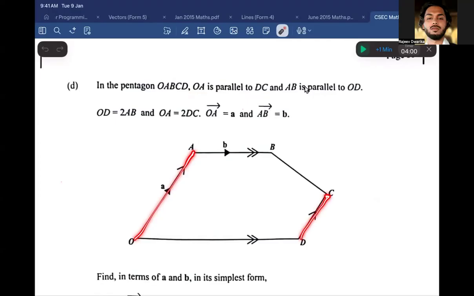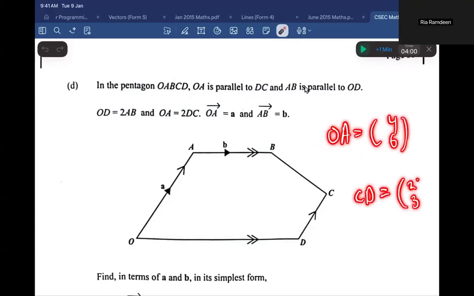Well, obviously they look like different sizes, so they wouldn't be the same vector. But let me give you an example. OA could probably be 4, 6, and CD could potentially be 2, 3. What do you notice about OA and CD? CD looks like it is half of OA. So once you can show that, it means that the vectors are parallel. And this is supposed to be DC.